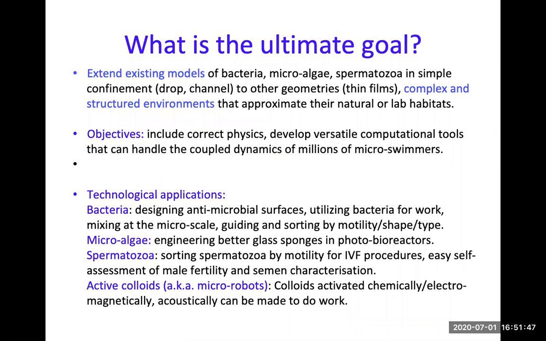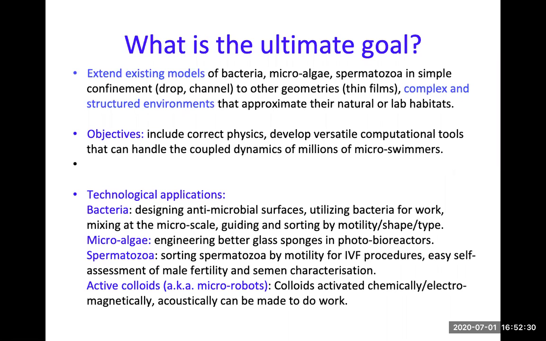So what is the ultimate goal, right? Why did I tell you about all of this? I'm extending all these existing models of bacteria, microalgae, spermatozoa, and looking at them in various confinements and geometries because I want to approximate their motion in natural habitats. And the objective is to include the correct physics. And then one can put this in the computational tool of choice, whether that is immersed boundary method or, as I'll show later, some other ones. And we want to include enough correct physics and then develop the tools that can handle the coupled dynamics of thousands or even billions of these.